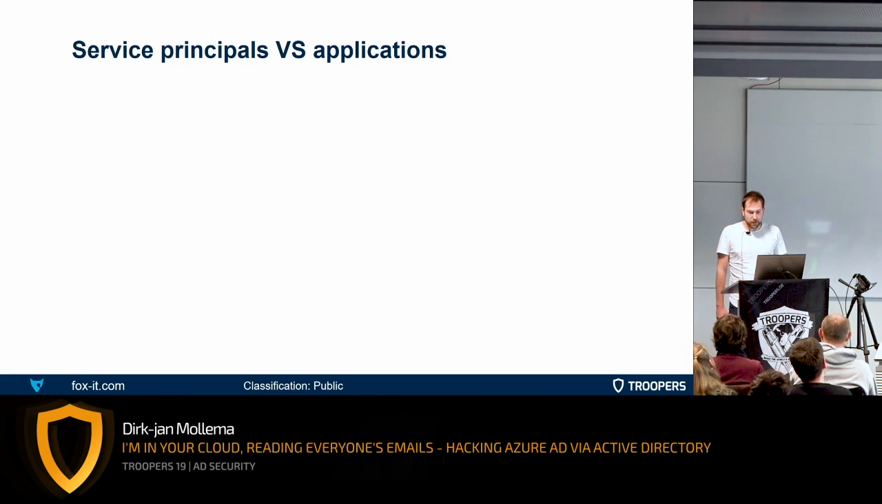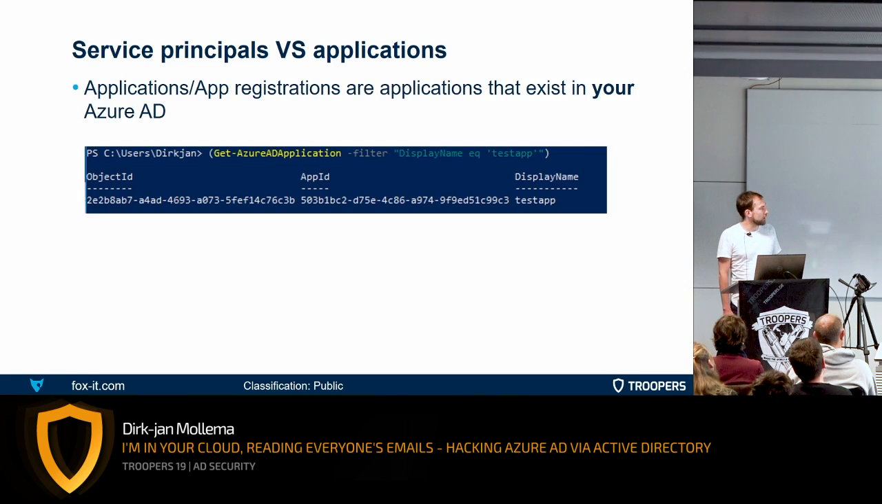Again, a confusing part, service principals versus applications. I actually revised this slide because when I first wrote it down, I was completely wrong. Then I went over it again, and I think it's now correct. If you're talking about applications or application registrations, as they're called in the portal, these are applications that exist in your Azure AD specifically. So you can query them with PowerShell or with the Azure CLI, and you can see they have an object ID, app ID, and a name.